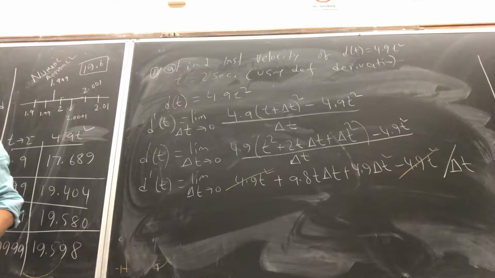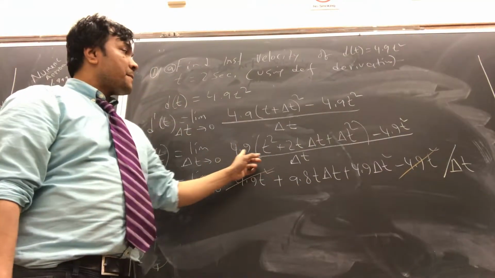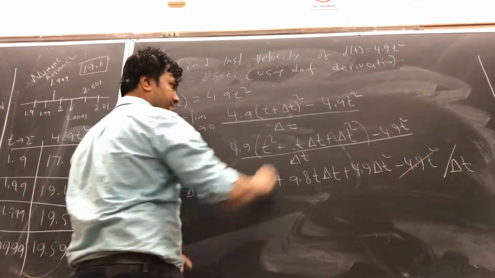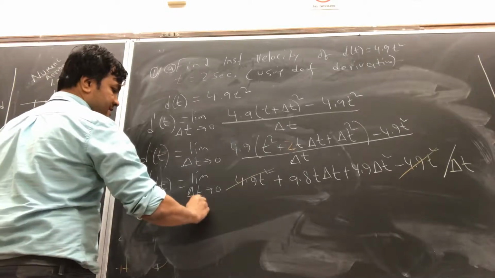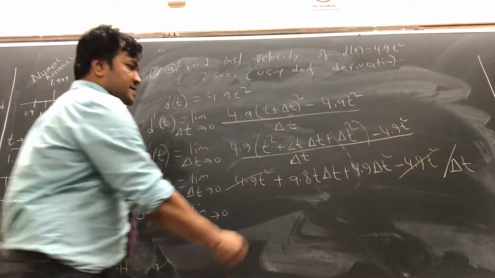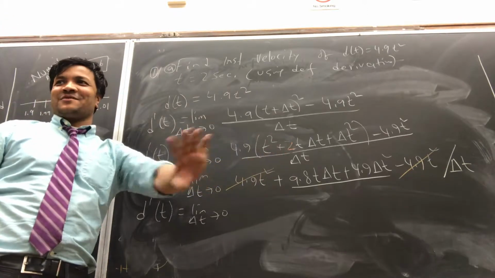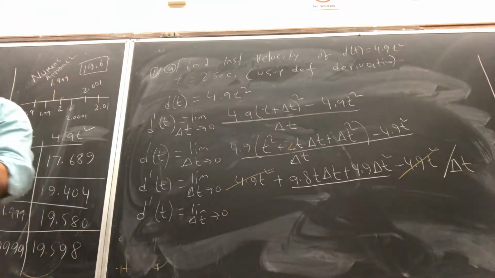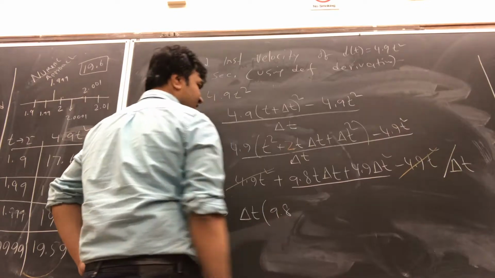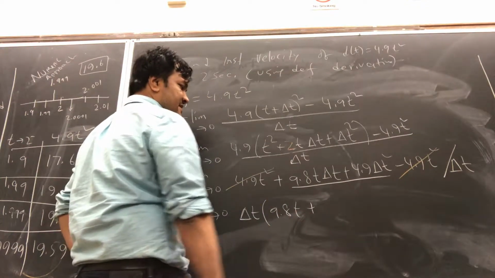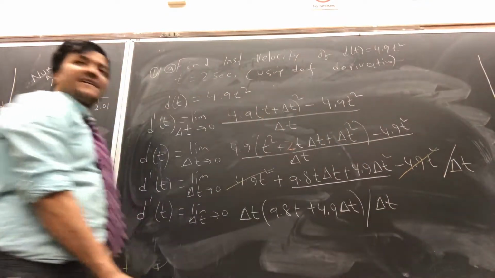Any question? 9.8 t delta t. What did 9.8 come from? 4.9 times 2, 9.8. Okay. So d prime of t is equal to the limit as delta t goes to 0. What should we do? What is the common factor? Delta t. We don't care about 4.9 really, because this is not algebra. 4.9 doesn't bother us. Delta t is our common factor. So 9.8 t plus 4.9 delta t, very nice, over delta t. Can I cancel delta t and delta t? Yeah. Everyone see that.